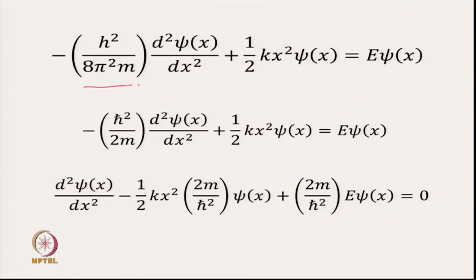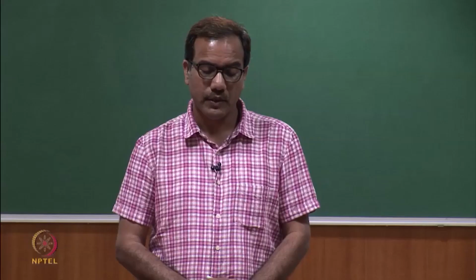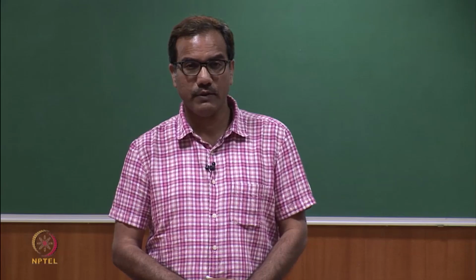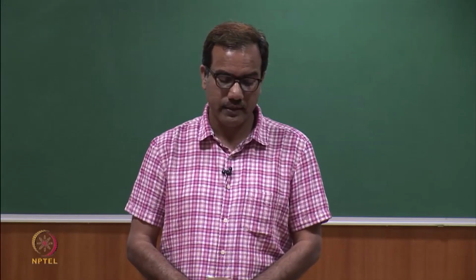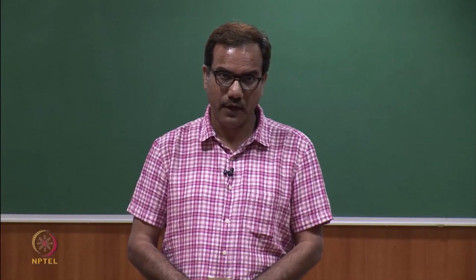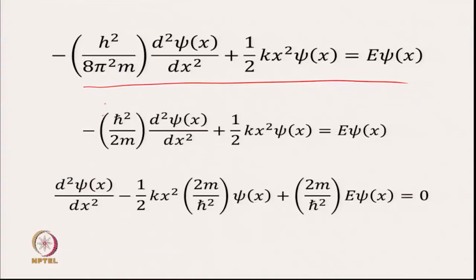So, this is your Schrodinger equation, and the way we start solving this is to put it in the form of a known differential equation whose solution is known. And the way we do it is to simplify a bit. So, h by 2 pi is h bar, and so we express this in terms of h bar to simplify it. So, this is another form of the same Schrodinger equation.